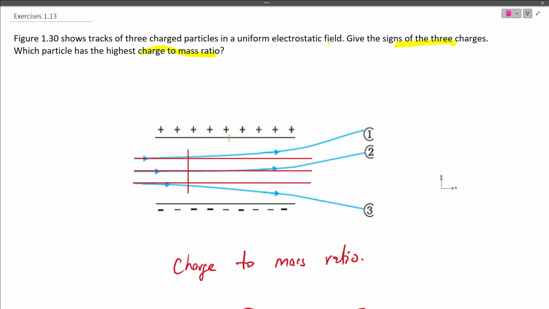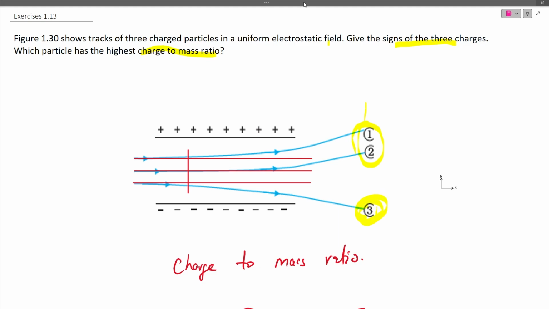We are seeing in this diagram that there is a positive charge and there is a negative charge, and the electric field lines flow from positive charge towards negative charge. So the charged particles which are attracted towards the positive charge are going to be negatively charged, that is 1 or 2. They are going to be negatively charged, and the particles that are attracted towards the negative charge are going to be of positive charge. So particle 3 is going to be a positively charged particle.